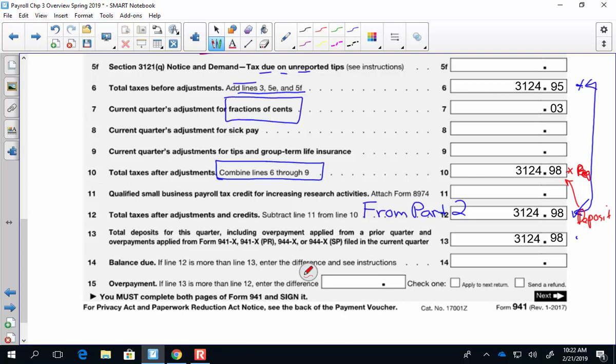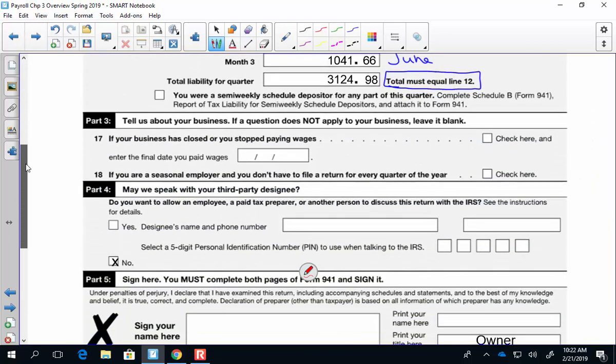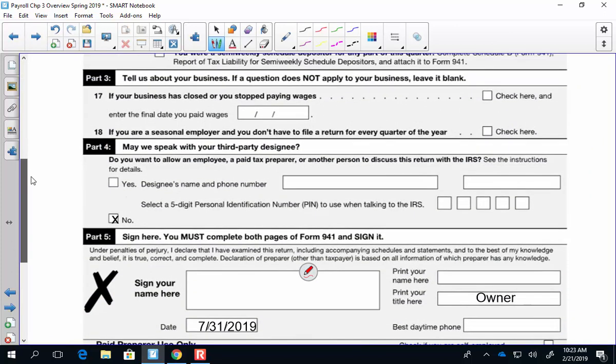And then we're assuming in line 13 that we've made all those deposits. Again, that's the deposit requirements. If you're monthly, you have to have it in by the 15th of the month. If you're a semi-weekly depositor, you have to have it within those days that we mentioned prior. If I look to finish page 2 then, you'll notice there's an exit.